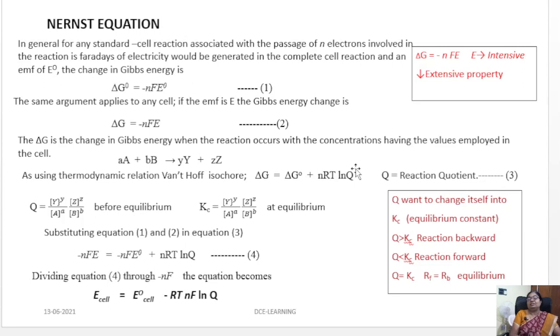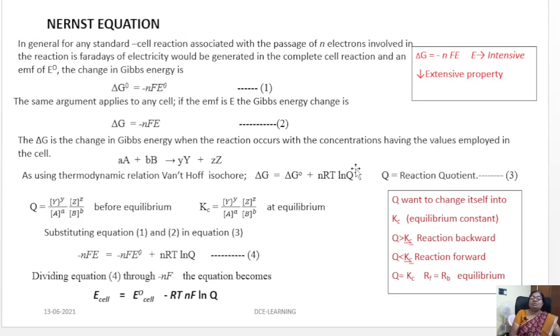The reaction will proceed in the forward direction. It means that at equilibrium, that will be an equation where Q is greater than Kc. What happens to that? The cell reaction will proceed in the reverse direction.